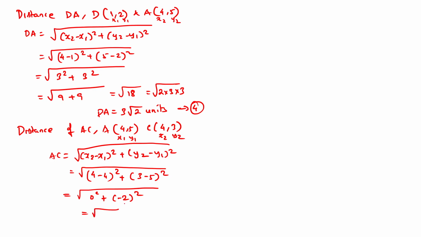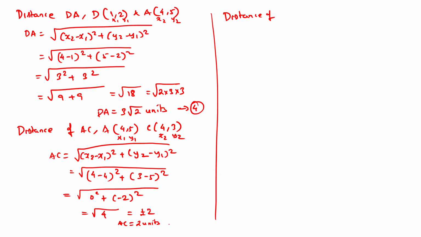So we can leave the 0 part. Minus 2 square is root 4. That is equal to plus or minus 2. We can remove the negative value because the distance is always positive. So the distance of AC is 2 units. Now we need to find the distance of BD. Let us assume this as equation 5.